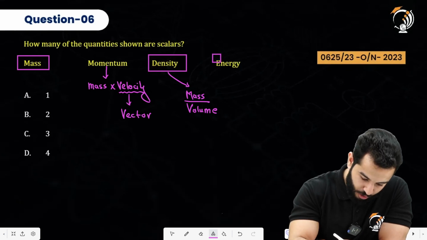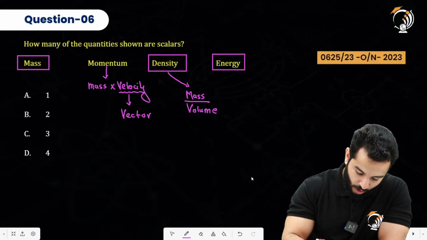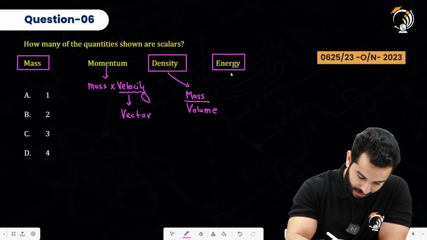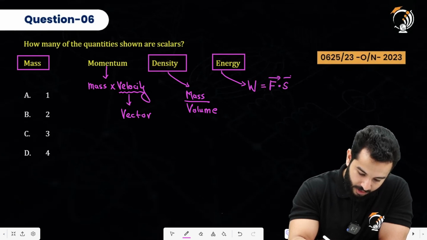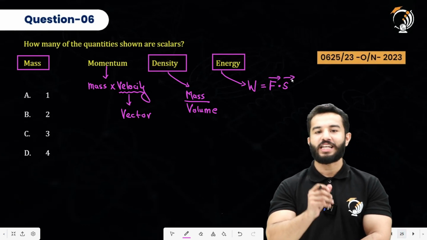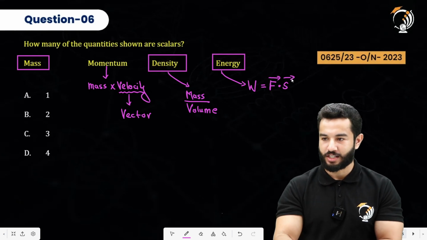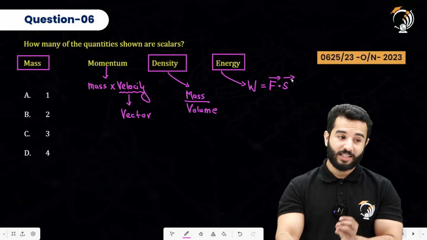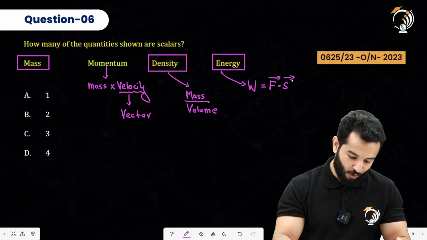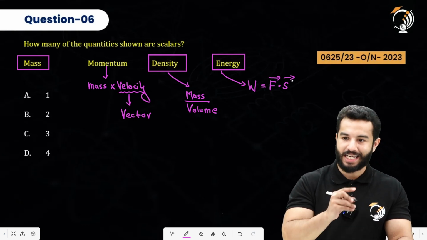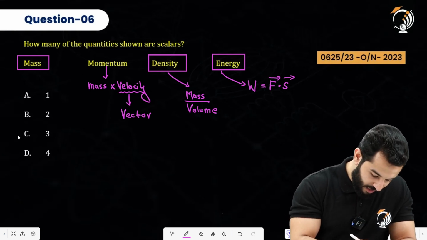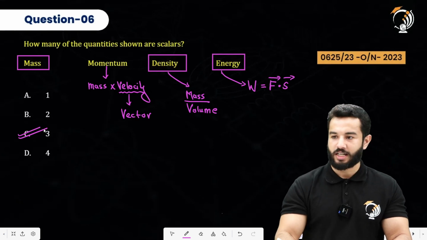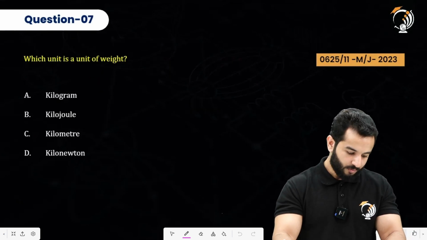Then we have energy. Energy is the ability of a body to do work, and work is force times displacement, but here is a catch. Here it is the force in the direction of the displacement, or you can say the displacement should be in the direction of force. So this is also a scalar quantity. Please remember, energy and work are scalar quantities. So we have three quantities which are scalar. Moving on to the next one.